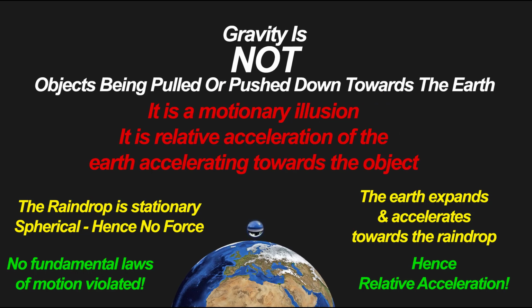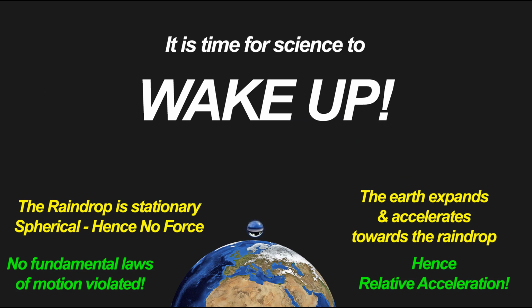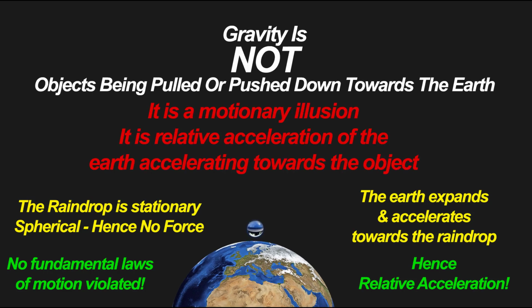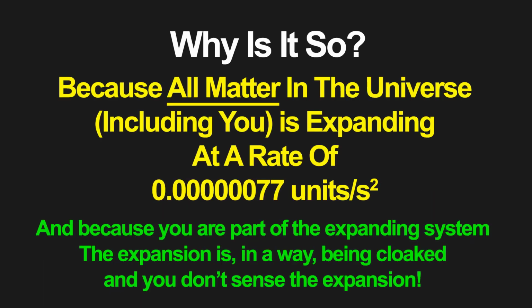Science should wake up and see that gravity is not the gravitational theory that it thinks it is. Instead of being any kind of phenomenon that pulls objects towards the Earth or even pushes objects down towards the Earth, as in general relativity, gravity merely is an illusion caused by acceleration of the Earth's surface towards the object or the raindrop. How this happens is simple.